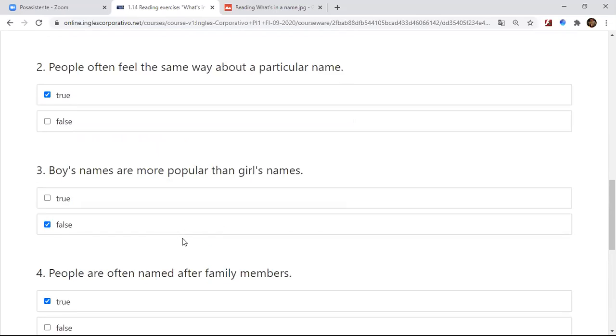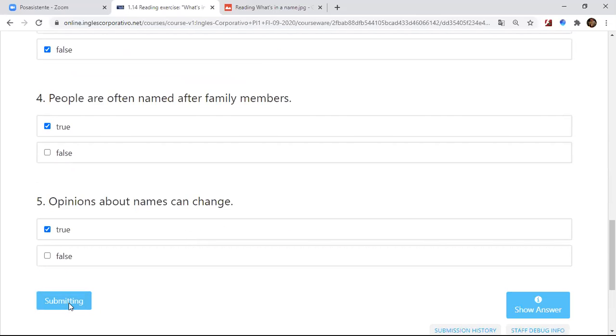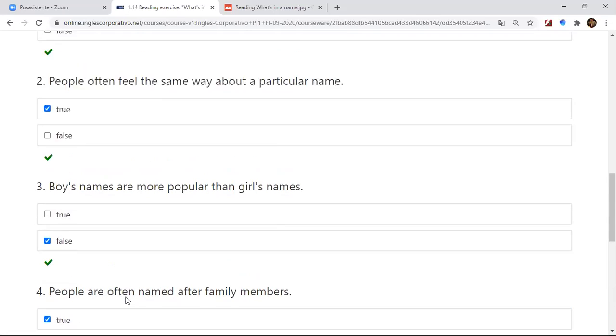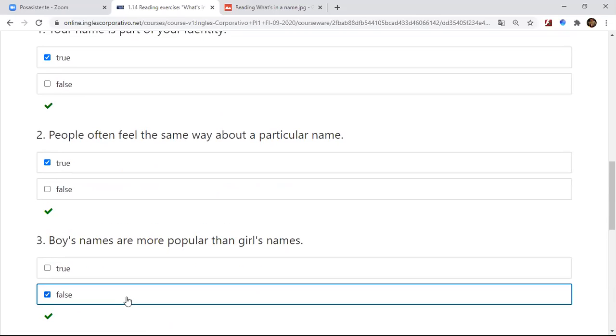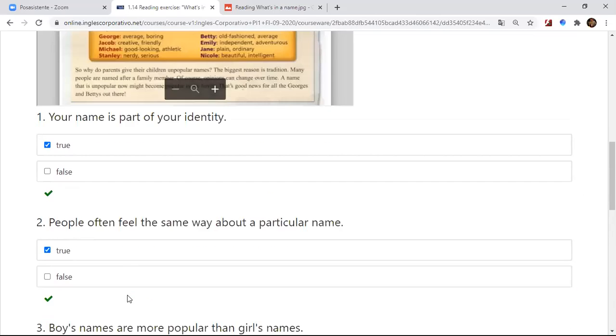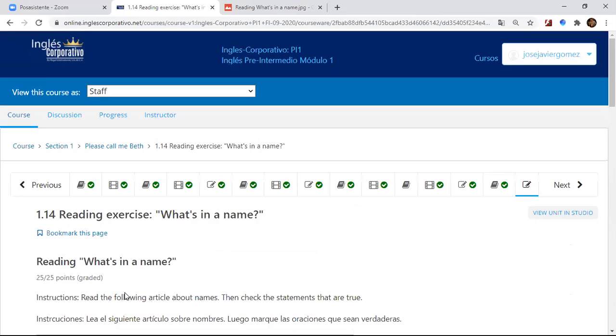Now, let's check if we are correct. Submit. Cling! Totally correct. Perfect score. Very good. So that's it, right? Now that was the review. Now let's go to the class today. Now we officially finished section one, right?